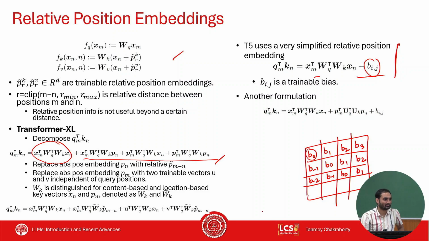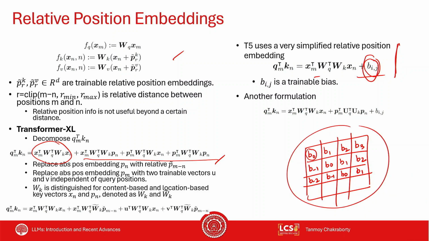This B0 is the bias or the learnable parameter which indicates the relative position between a current position and itself, right? 3 with 3, 4 with 4. What is B1? B1 indicates the distance between 3 and 4, or 7 and 8, or 1 and 2, two subsequent words. What is B2? 3 and 5, 11 and 13. What is B3? Three words apart. What is B minus 1? 2 and 1. Therefore, this is Bij. And this will be learned, and will just be added to the query key dot product.